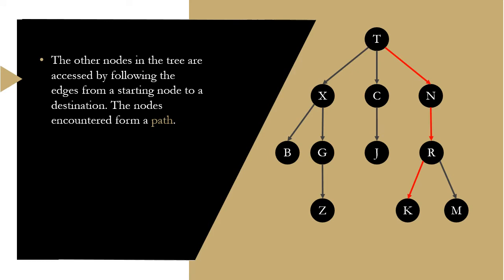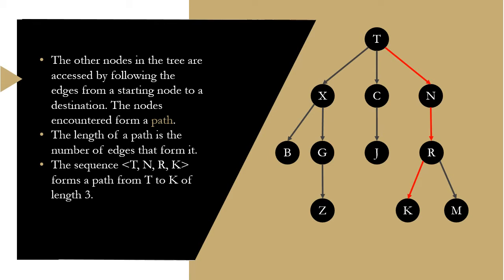The other nodes in the tree are accessed by following the edges from a starting node to a destination. The nodes encountered form a path. The length of a path is the number of edges that form it. The sequence T, N, R, and K forms a path from T to K of length 3.